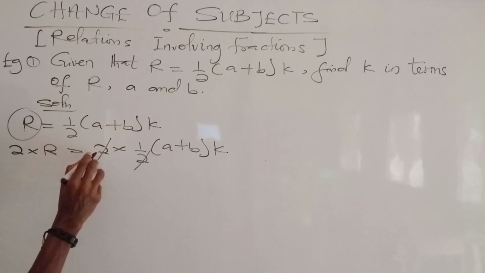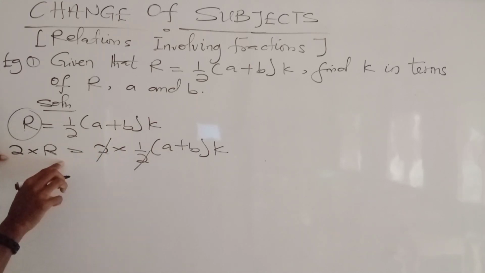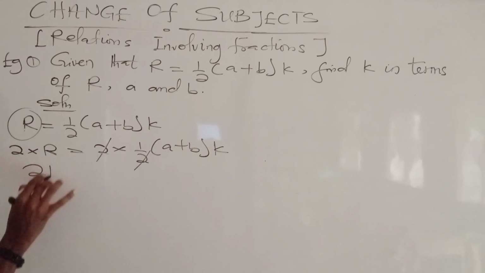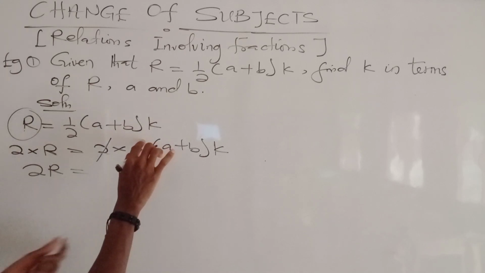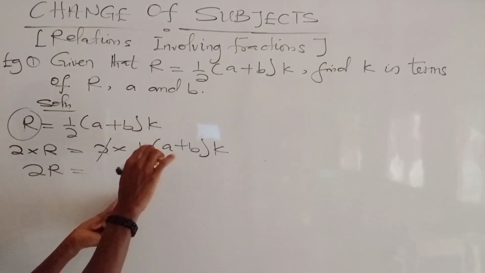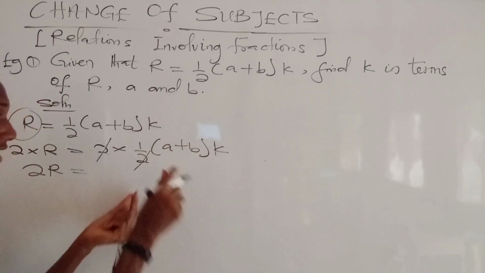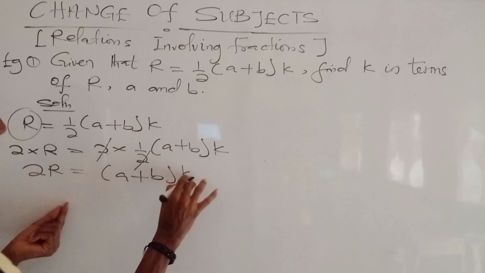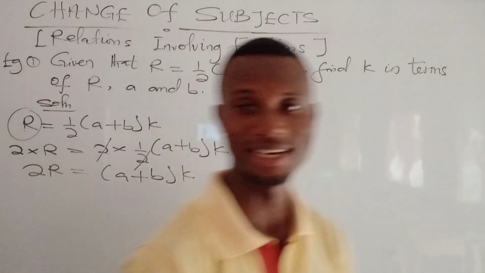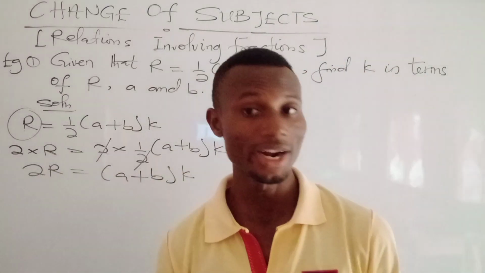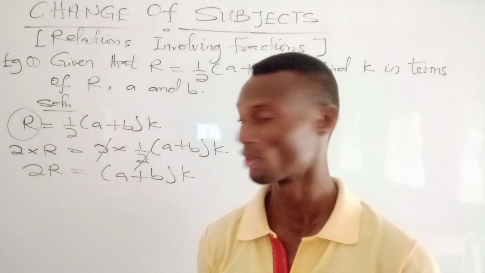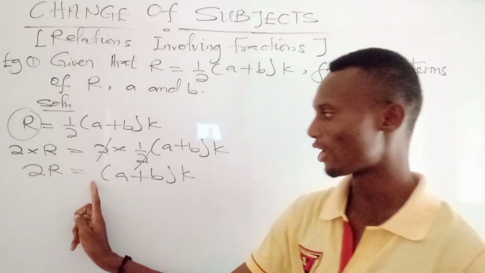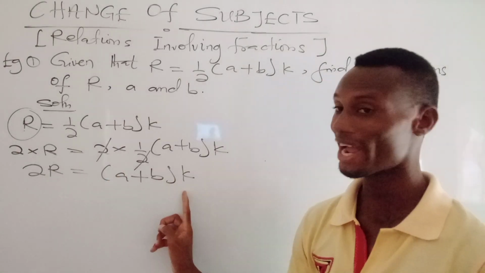What we have left is, let's do the multiplication for this one. 2 times r gives us 2r. So I'll have 2r equals, what I have left here is 1 times this, 1 multiplying the whole of this, and that gives you the same thing, which is a plus b multiplying by k. I hope you understand up to this point. All that we did is to multiply through by the LCM, and we arrived at this: 2r equals a plus b into brackets multiplying by k.